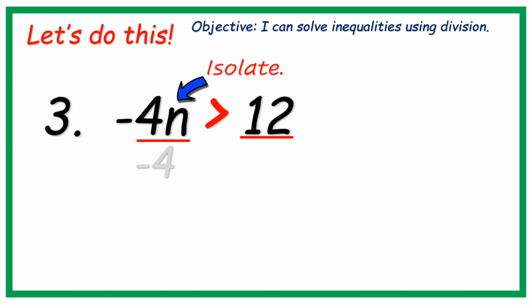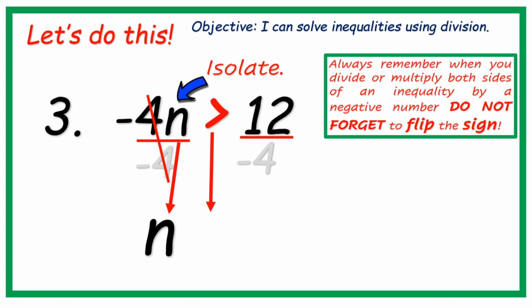So we're going to also divide by negative 4 on the right side. That cancels negative 4, isolating our variable n. Then, this is very important, guys. You must remember this. When you divide or multiply both sides of an inequality by a negative number, do not forget to flip the sign.